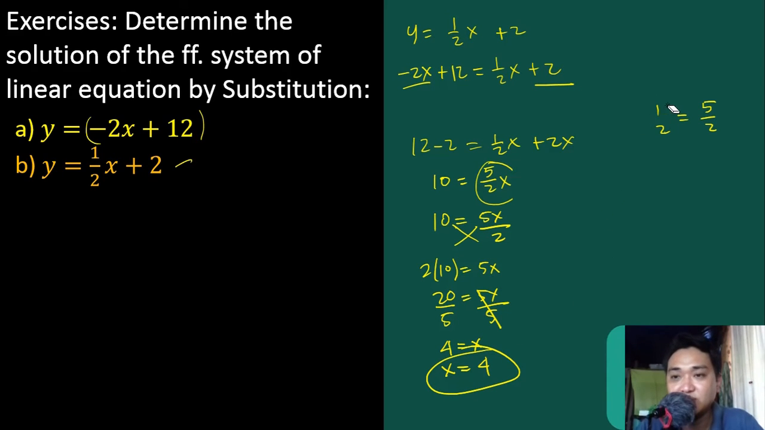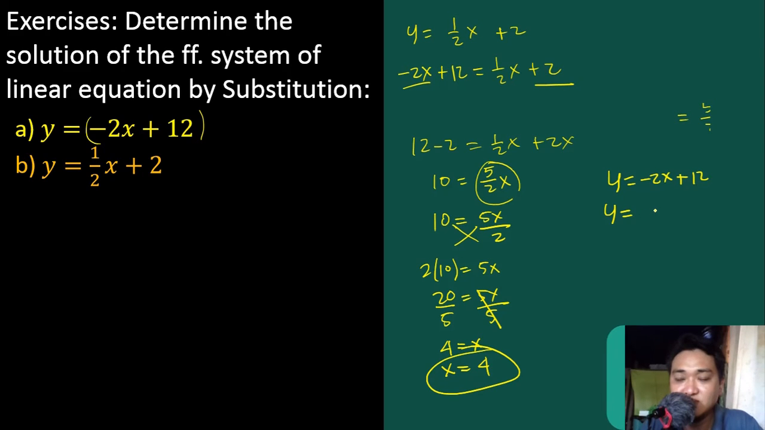But we are not done yet, of course. We still have to look for the value of y. So we can make use of either of the two linear equations. We can use any of the two linear equations. So let us use the first one to make it easier. y is equivalent to negative 2x plus 12.